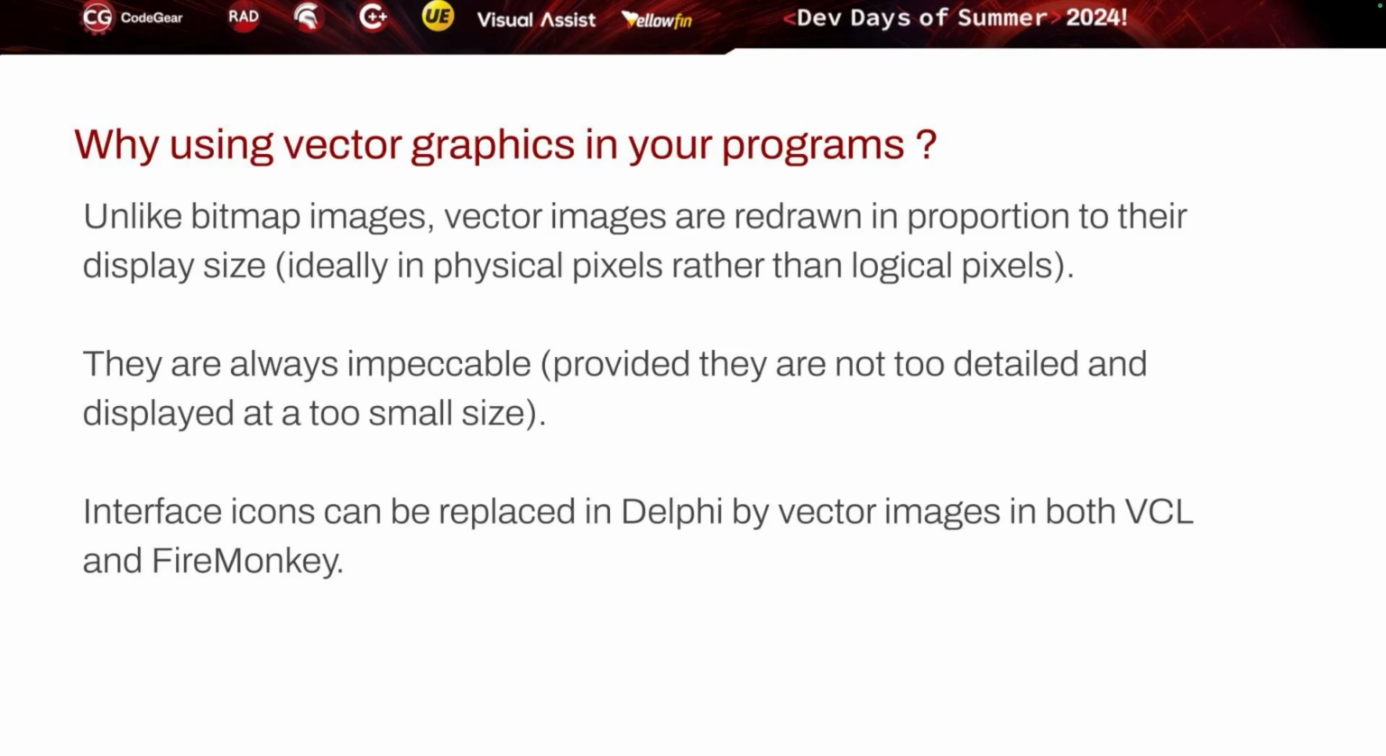Unlike bitmap images, vector images are drawn in proportion to their display size, ideally in physical pixels rather than logical pixels. They are always impeccable, provided they are not too detailed and not displayed at too small a size. Interface icons can be replaced in Delphi by vector images in both VCL and FireMonkey.